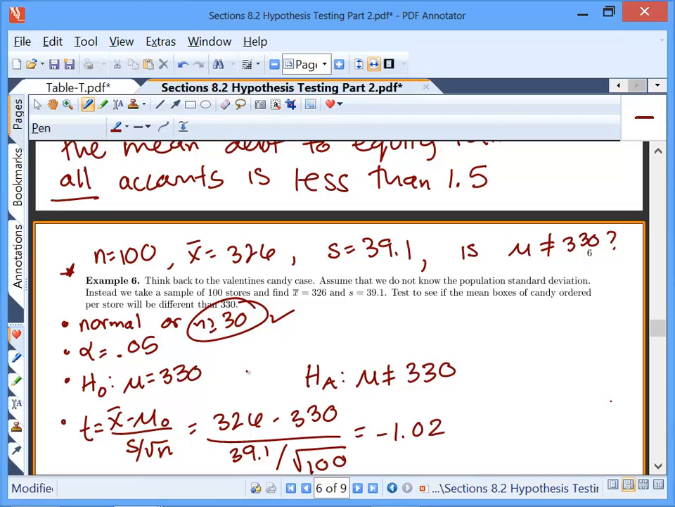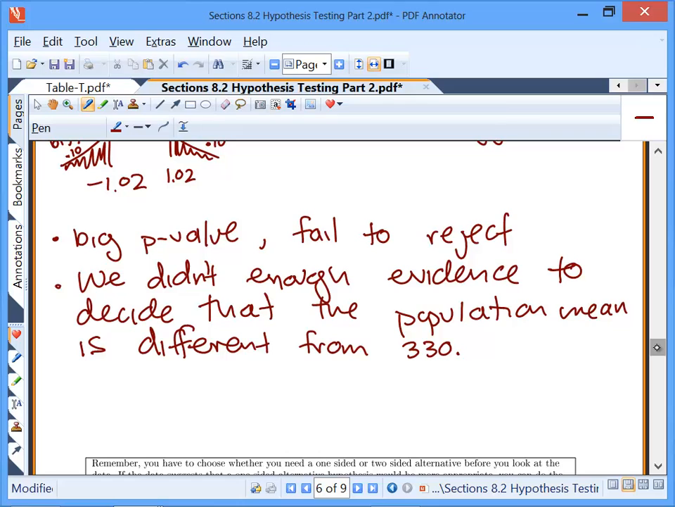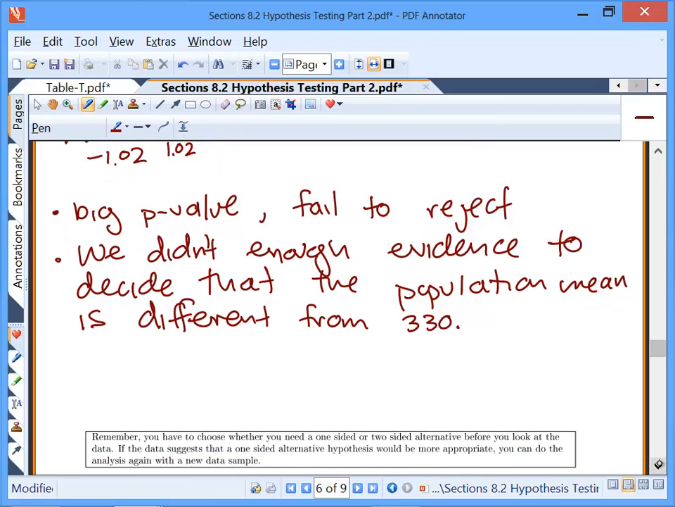But remember, you need to set up your null and alternative hypotheses before you do your hypothesis test. You also need to pick your significance level before you do your hypothesis test. You might start out really not knowing which way it might go, so you need to pick it beforehand. Then if you figure out maybe which way you want it to go, you could do the analysis again with a new data sample with maybe a one-sided alternative.